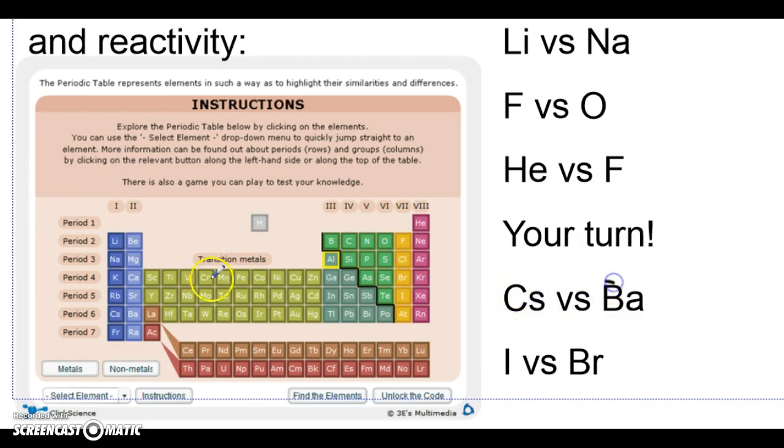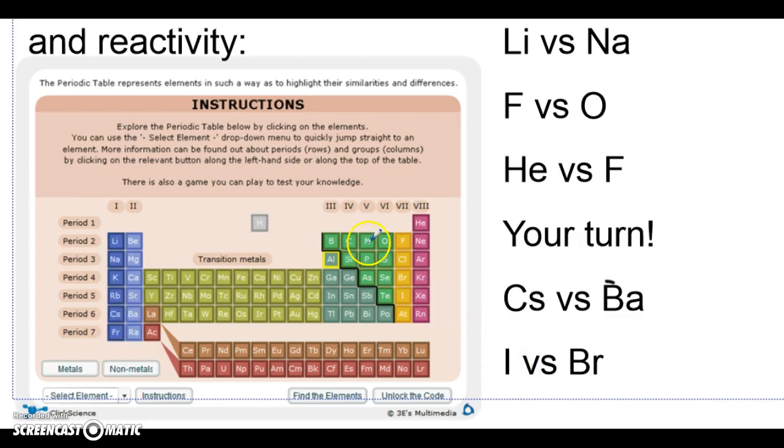So let's see, cesium versus barium. They're right here. So size decreases across, cesium is bigger. Mass increases across, barium is heavier. And reactivity increases as you get closer to francium. So that means that cesium's closer to francium, cesium's more reactive.